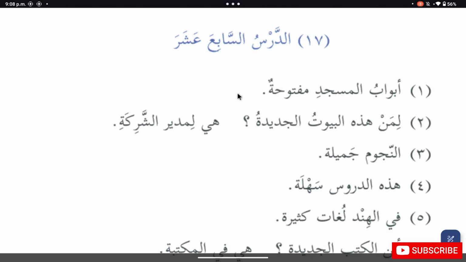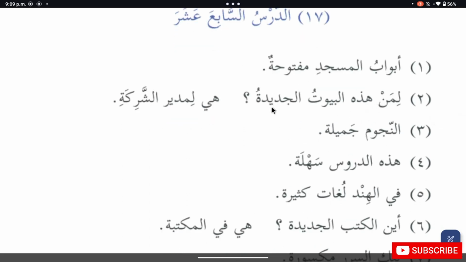Like we covered in the last lesson, the non-human objects, when they become plural, become grammatically feminine singular. So bab is a door, non-intelligent, abwab, doors. So this is a feminine singular noun in grammar. So abwab al-masjidi maftuha, we don't say maftuh or the plural of it, we just say maftuha, as if this was some other feminine singular noun. So the doors of the masjid are open.